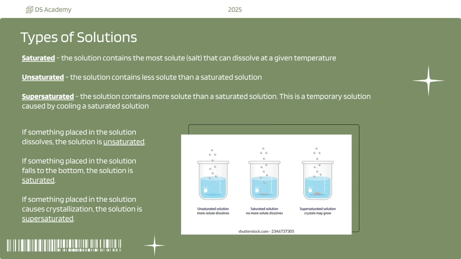If something placed in the solution dissolves, the solution is unsaturated. If something placed in the solution falls to the bottom, the solution is saturated. If something placed in the solution causes crystallization, the solution is supersaturated.